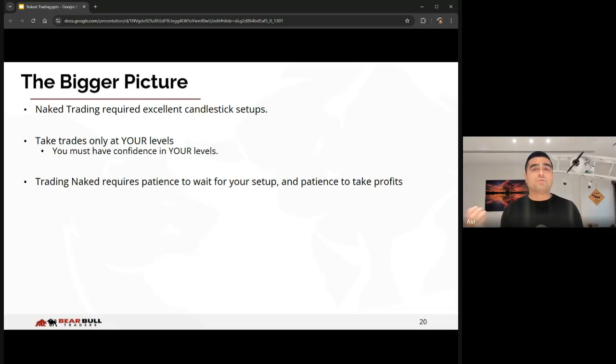Until I get it, I won't touch it. And of course, another key point, make sure you wait for your levels. Don't just trade excellent candlestick patterns in the middle of the chart. It's got to be at a level, excellent candlestick patterns. So now you put that together, you're going to realize that it's going to take a lot of patience. It takes a while for the price to get to the level. It takes a while for the price to set up an excellent pattern.